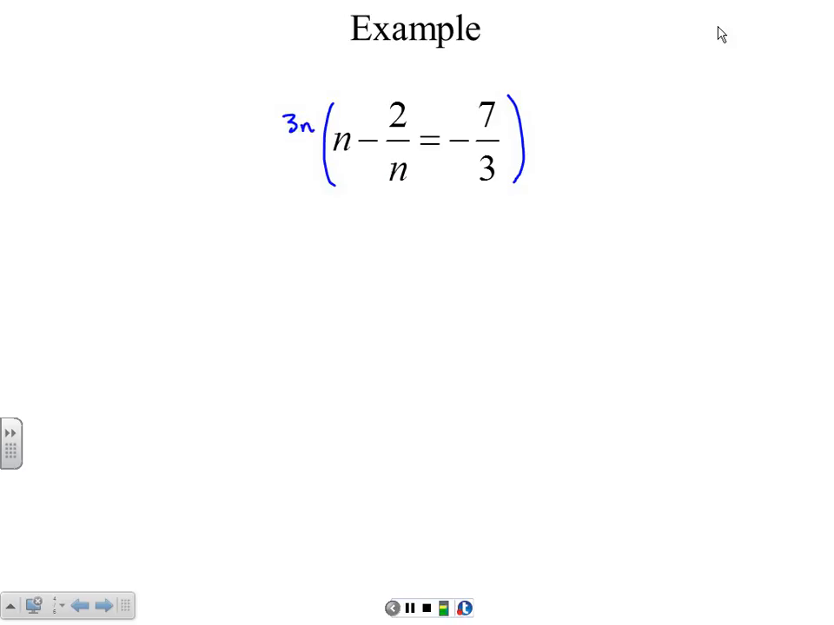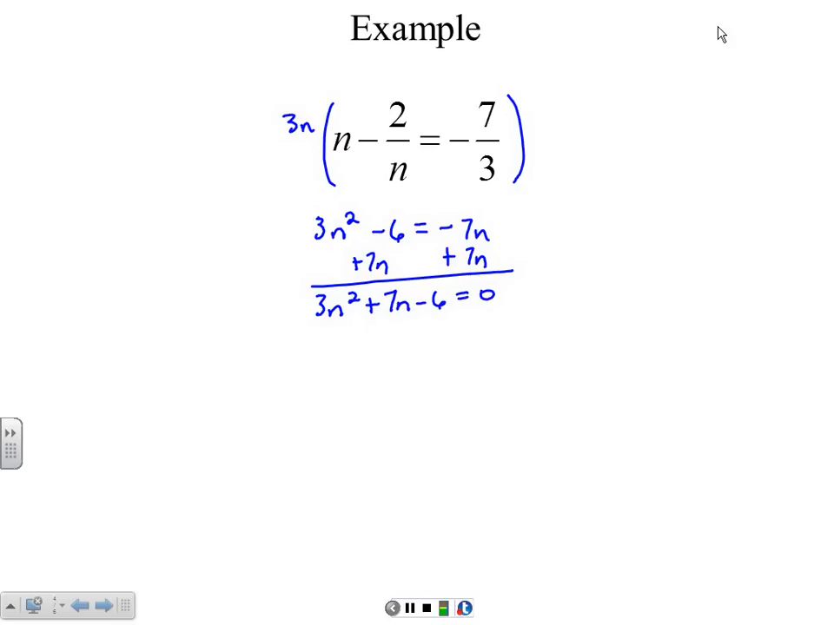And so when I do that, 3n times n is going to be 3n squared. And 3n times negative 2 over n, the n's cancel out and I get negative 6, is equal to 3n times negative 7/3, the 3's cancel out and I get negative 7n. So I'm going to get it set equal to 0, so I'm going to add 7n to both sides. There's no like terms over here, so we're just going to write it in standard form. So you have 3n squared, or general form, 3n squared plus 7n minus 6 is equal to 0.